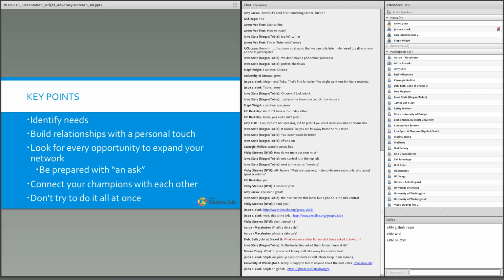It's great to have a network where you're at the center and you have all these points radiating out from you that you're connected with, but to have a real network that expands and grows and can actually become a community, you need to connect those champions with each other, not just with you.